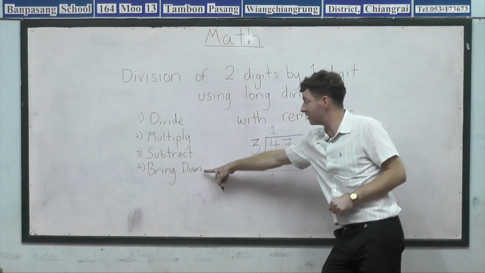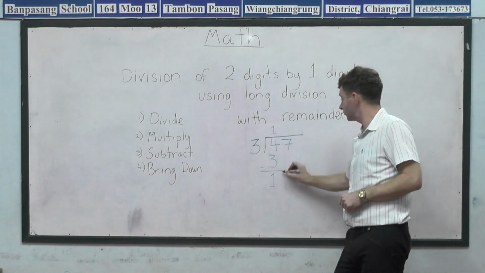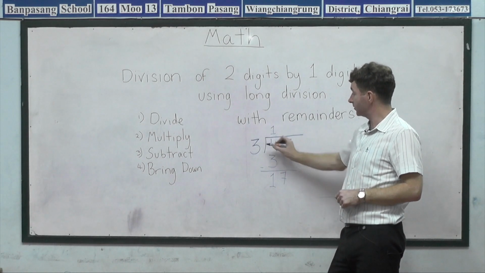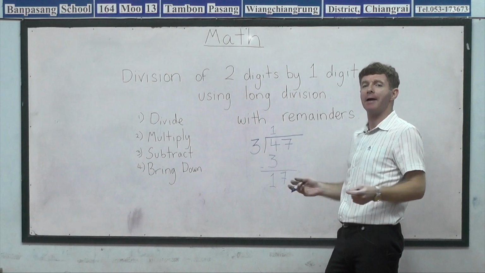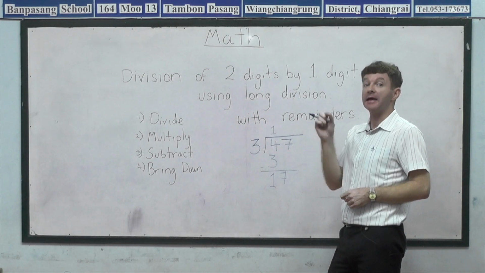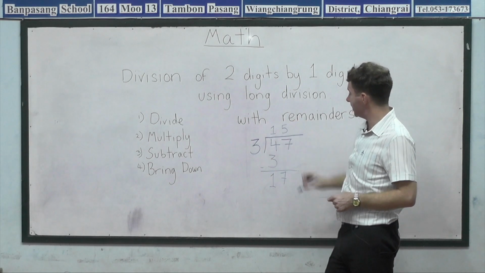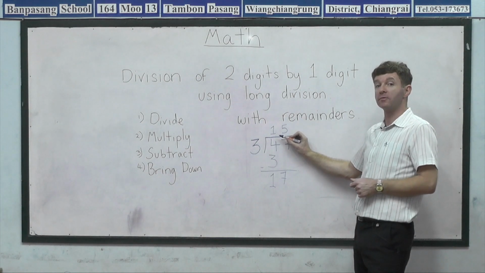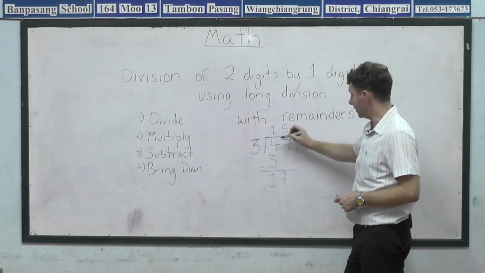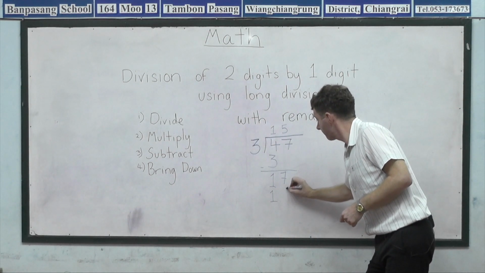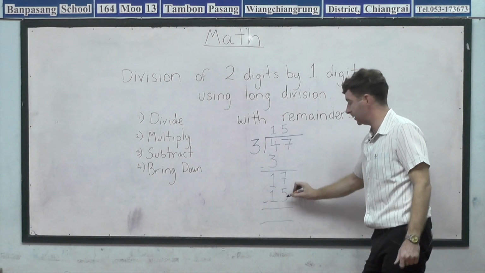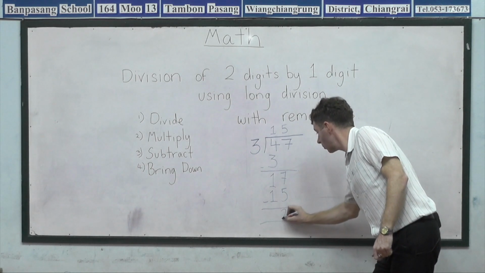What do we do with number 7? We bring down. So now we're working with 17. So 17 divided by 3. How many times? 5. We can fit 3 into 17 5 times. So now we have our 2 numbers on top. What do we need to do next? We bring 15 down. 17 minus 15. 7 minus 5. 1 minus 1.